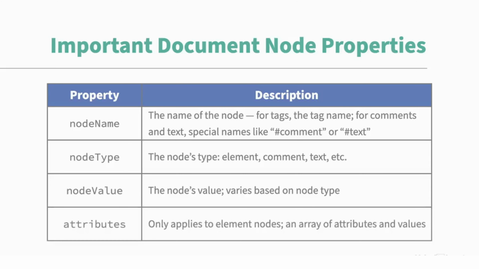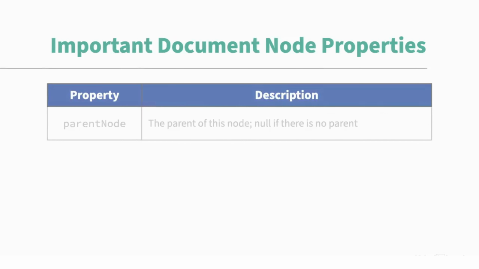And there's the attributes property, which is only valid for elements, and it's an array of the attributes and their values that appear on that tag. There are also properties for accessing the family relationships of nodes. So for example, if you have a node and you access the parent node property of that node, that gives you the parent of the node that you're looking at. If there isn't one, for example, if you're already at the document root node, then that value is null.